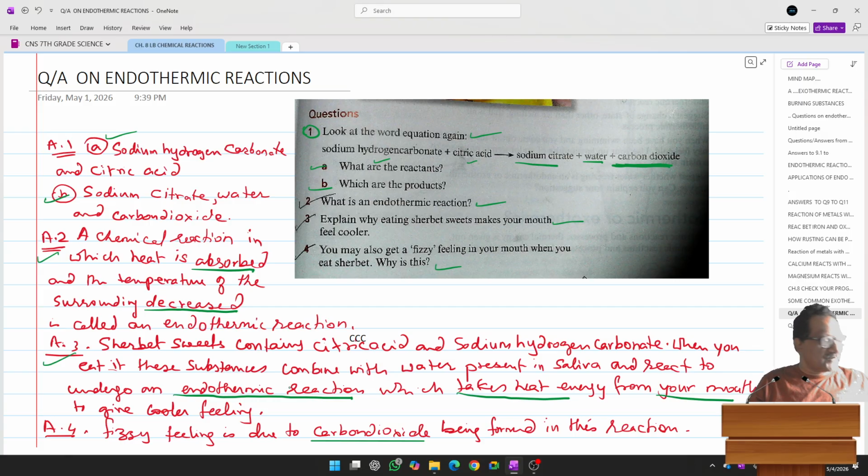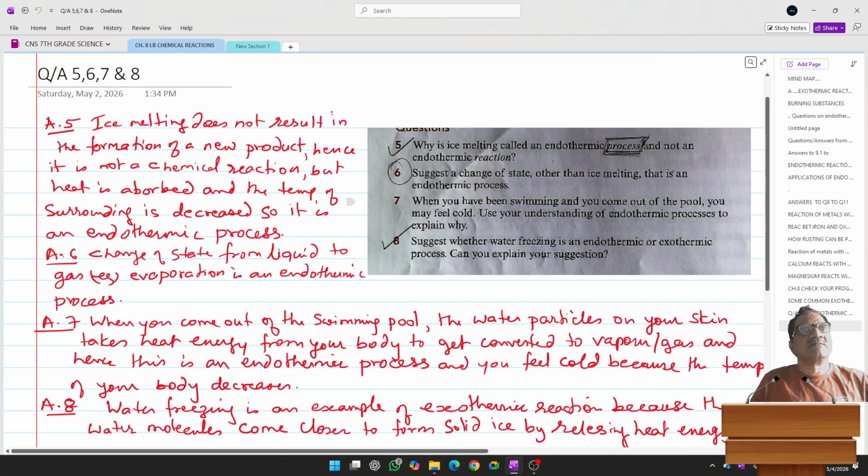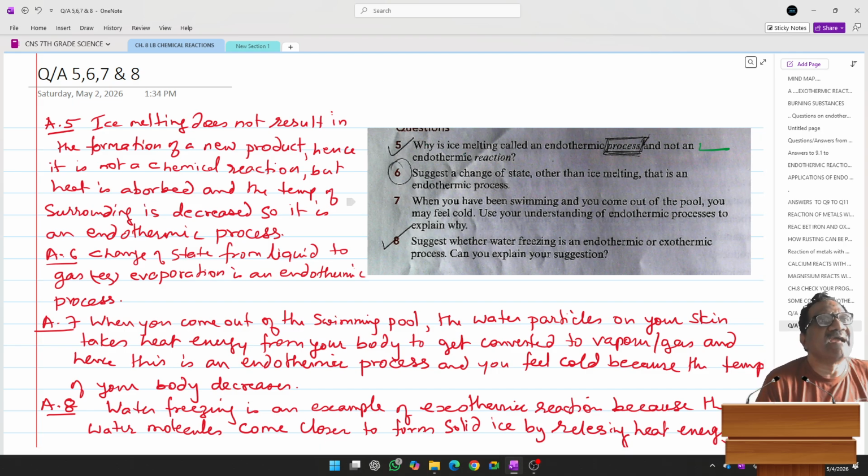So these were the first 4 questions that I have answered for you. Now let us move on to question number 5. I'll take you to the next slide. Here you can see question number 5, and let me read the question for you. Why is ice melting called an endothermic process and not an endothermic reaction? Very good question.